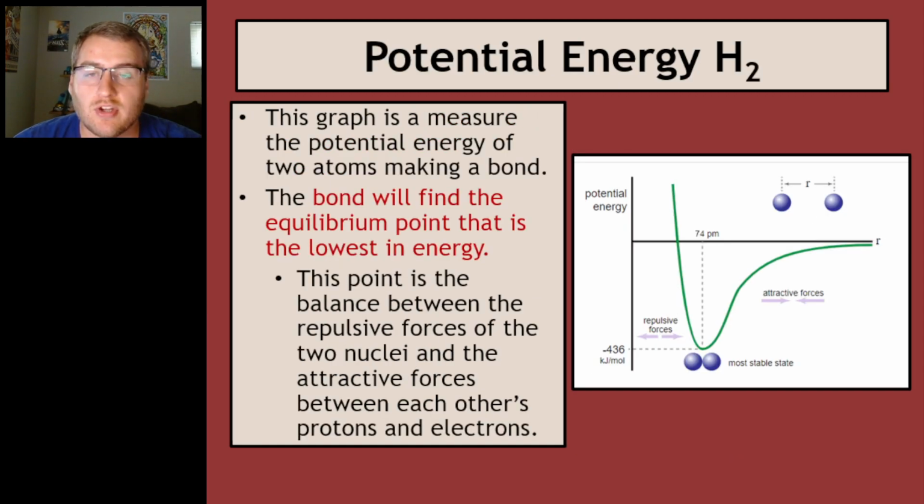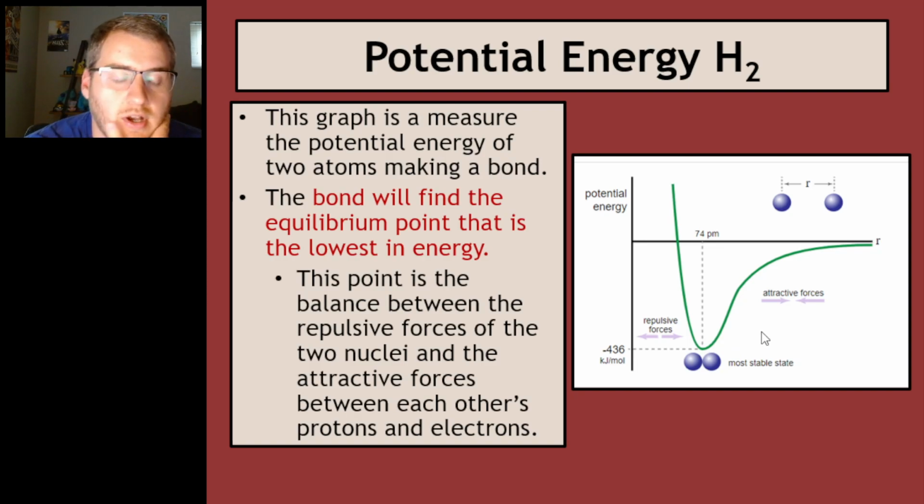This graph over here is really important for this chapter. This is a whole topic in the AP classroom in our curriculum map. It's called the potential energy of an intramolecular force. This graph is a measure of the potential energy of two atoms making a bond. The bond will find the equilibrium point that is the lowest in energy. This point is the balance between the repulsive forces of the two nuclei and the attractive forces between each other's protons and electrons. So let's try to interpret this graph just a little bit.